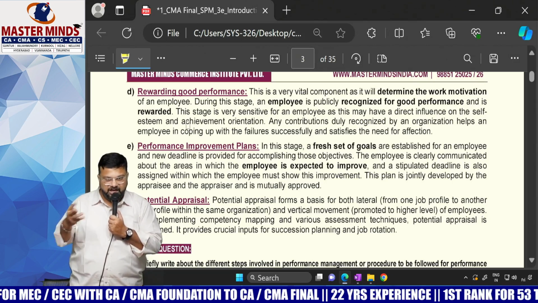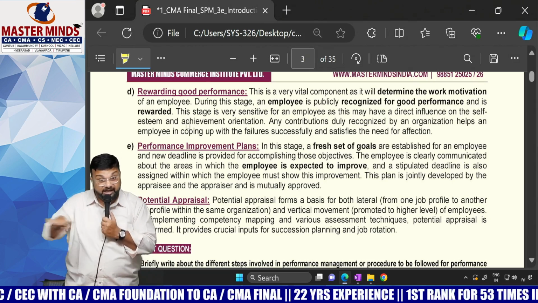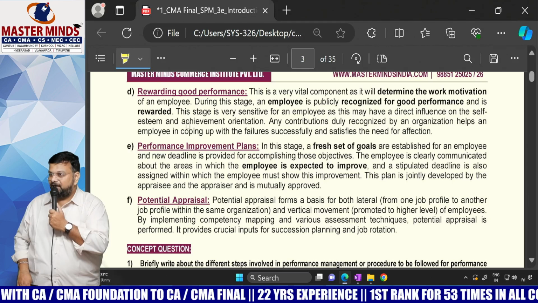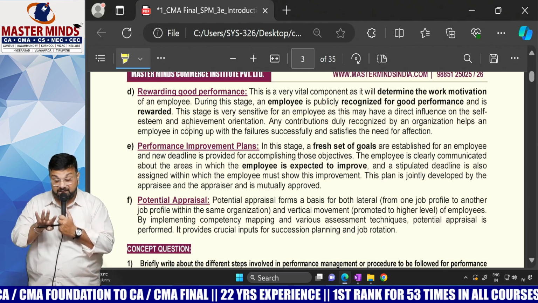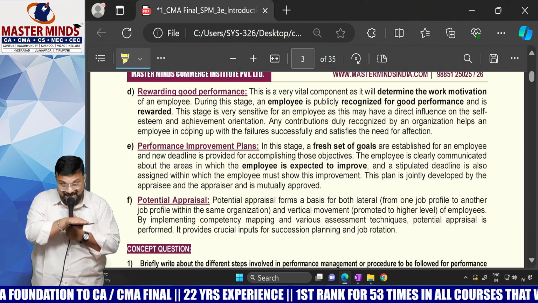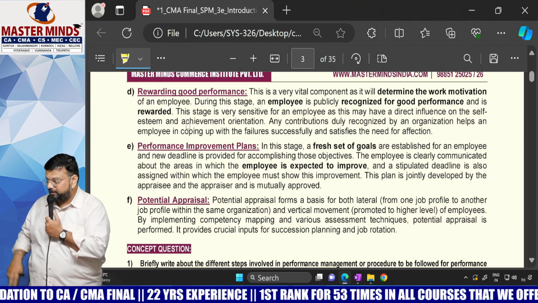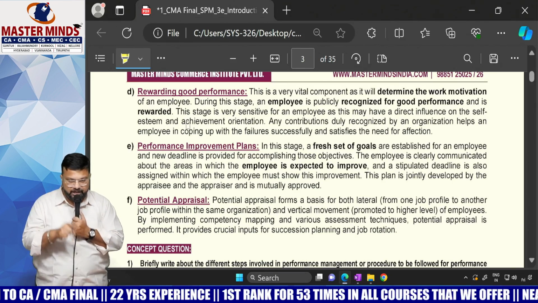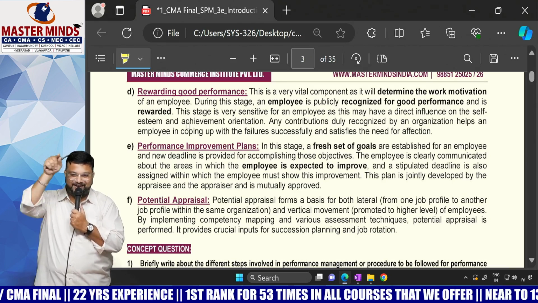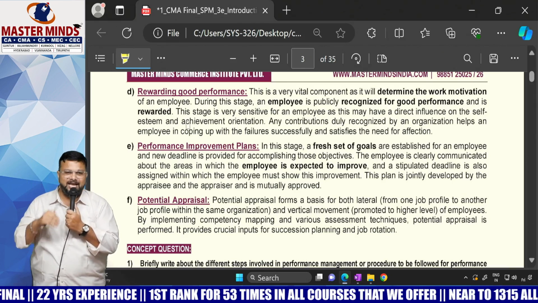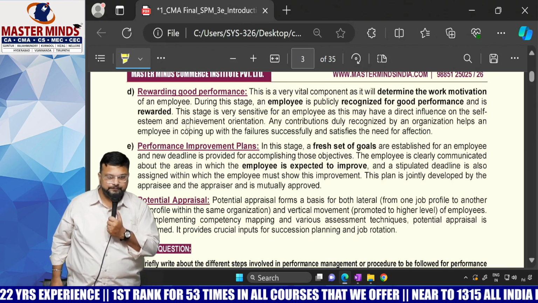If I am teaching 3 different subjects in CA Inter, that is called lateral movement. Am I clear? If I am teaching 3 different subjects at CA Inter level, that is lateral movement. If I am teaching one subject in foundation, one subject in inter, one subject in final, same thing is applicable in the organization also.